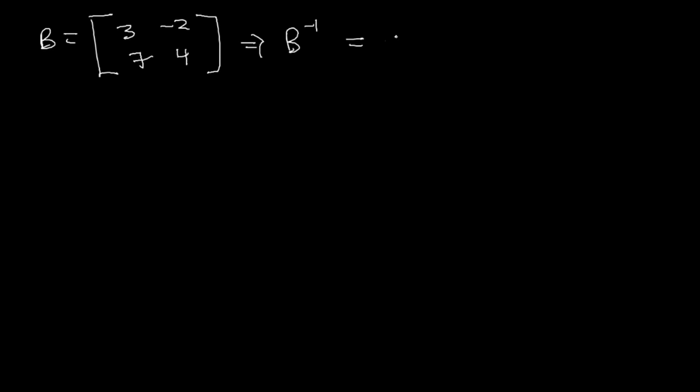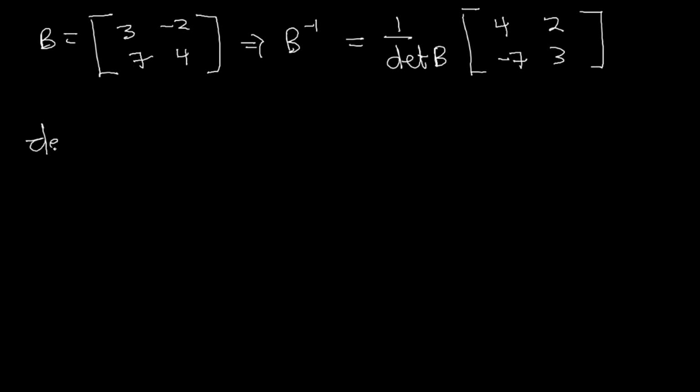We have matrix B given by B equal to the elements 3, -2, then 7 and 4. We have to find B inverse. The inverse of B is equal to 1 over det B multiplied by the matrix where we interchange the position of the leading diagonal, so it becomes 4 and 3. Then we negate the other diagonal. If we negate -2, it becomes +2. We negate 7, it becomes -7.